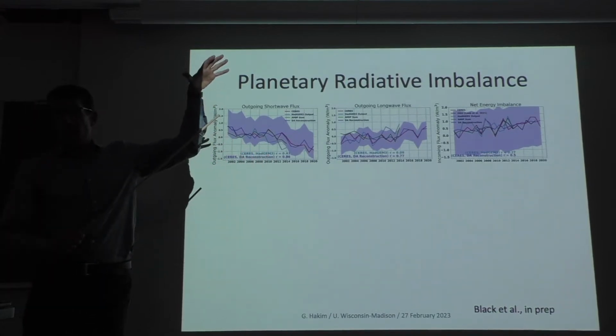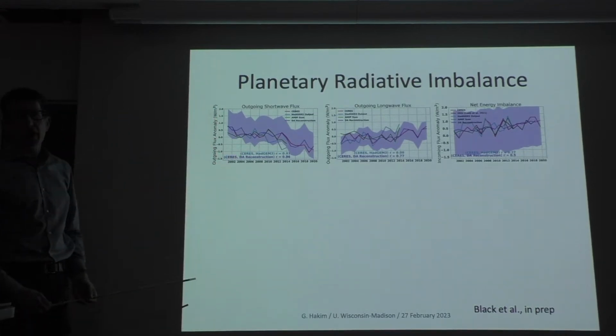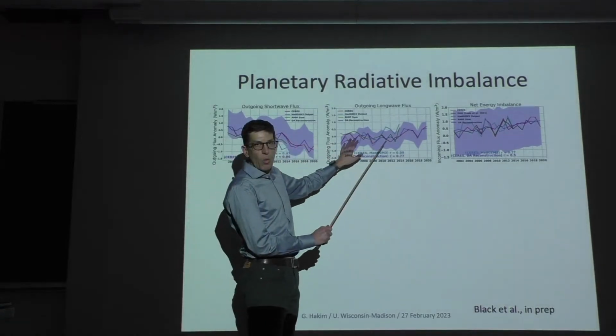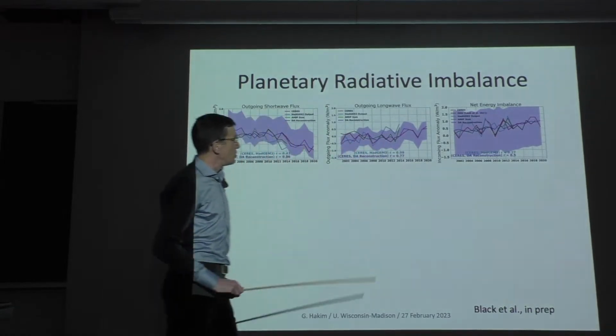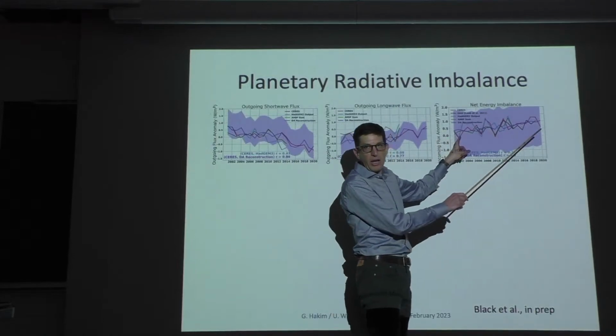So the radiative imbalance at the top of the atmosphere should, plus or minus, match up with the changes in the ocean heat content. So this is the outgoing shortwave flux. This is the long wave flux. This is basically a change in the albedo. This is changes in temperature in clouds. And then this is the net radiative imbalance.